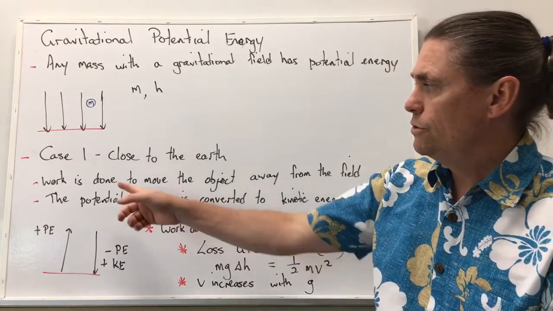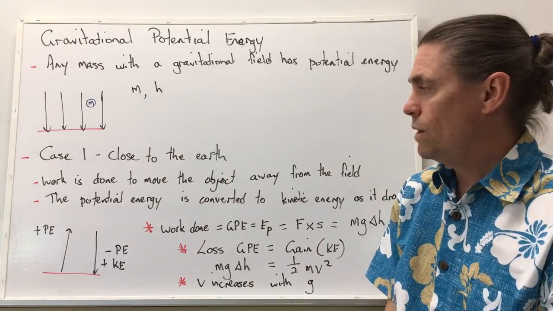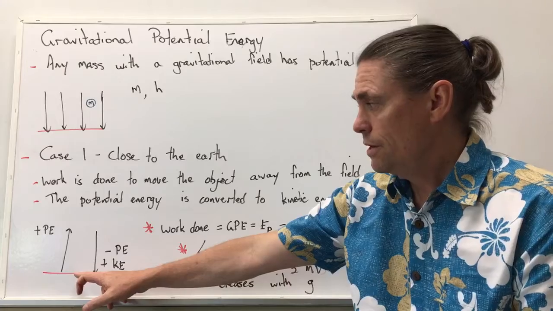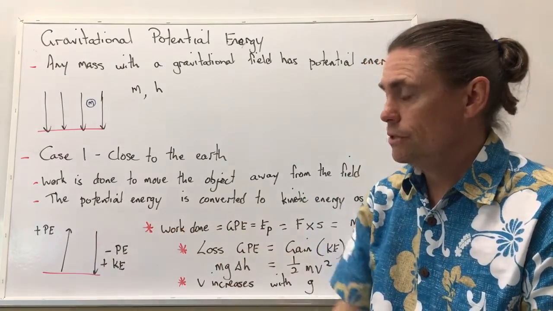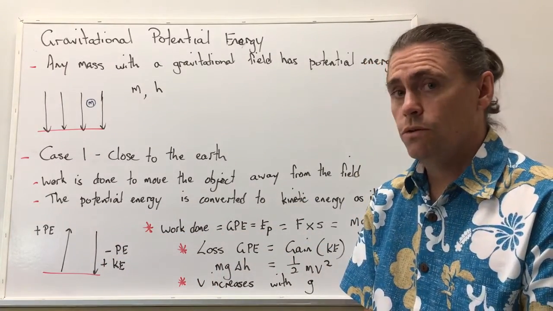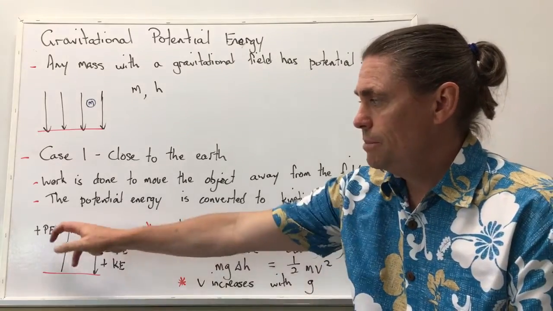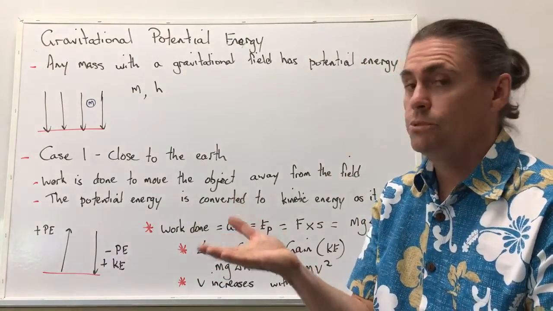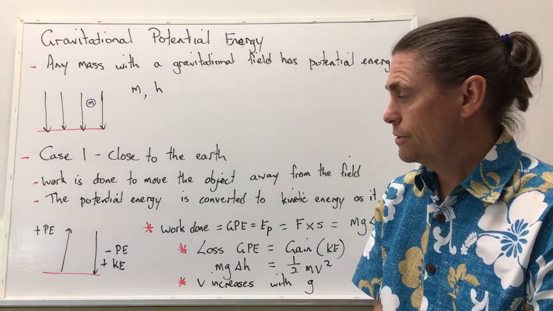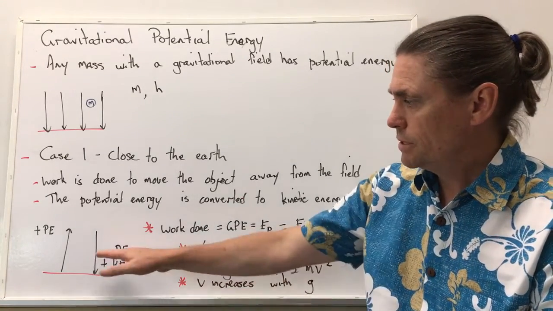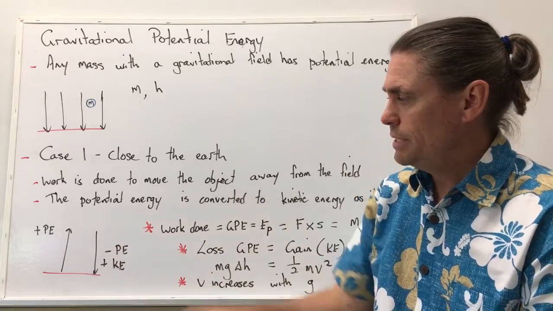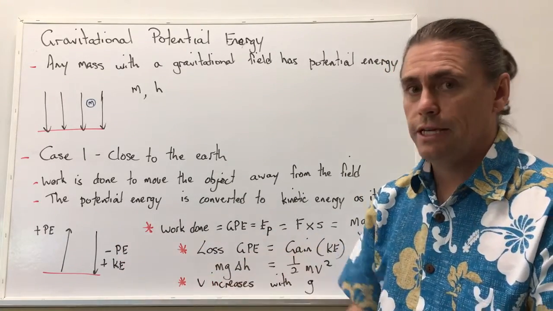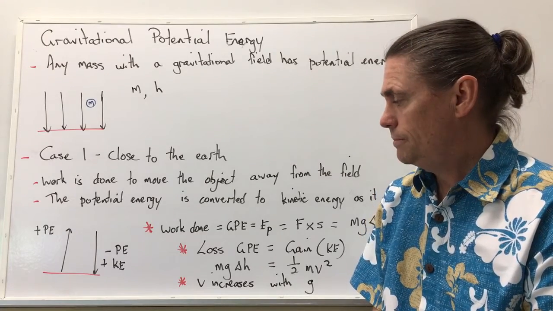So once again, we're going to do work to move this object away from the surface of the Earth. We must do work on that object, or the corollary of that is that we add potential energy to it, and that energy will be released as the object falls back to the Earth. The opposite scenario is that it loses potential energy, but that energy has to go somewhere, and it's converted to kinetic energy or movement energy.